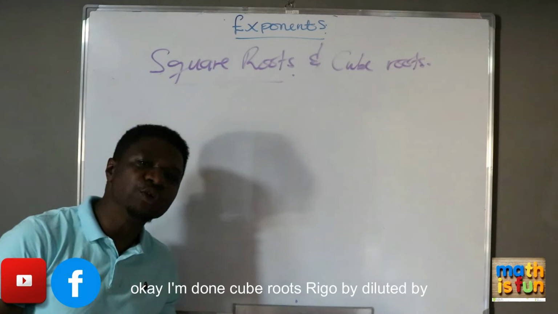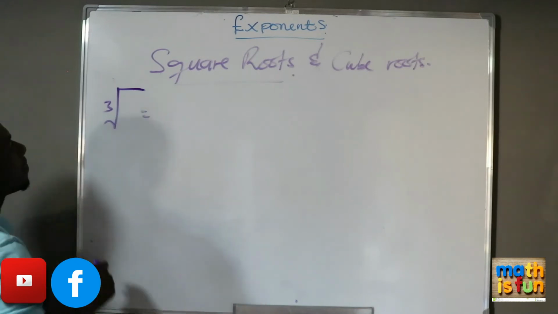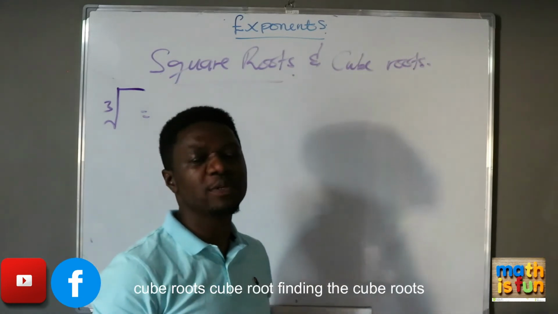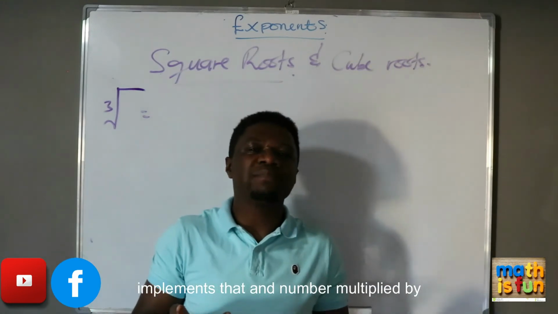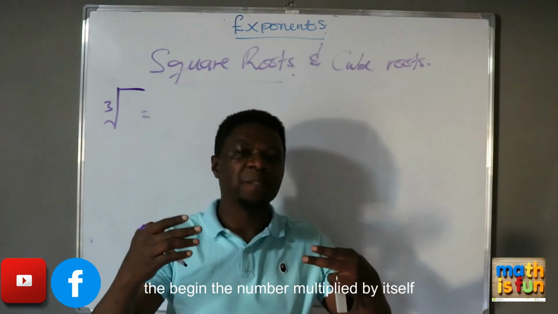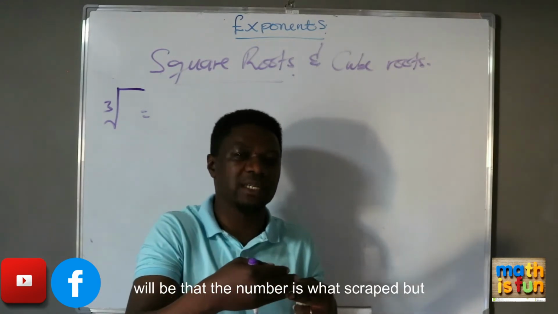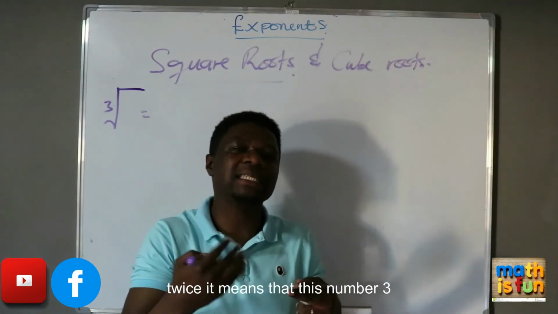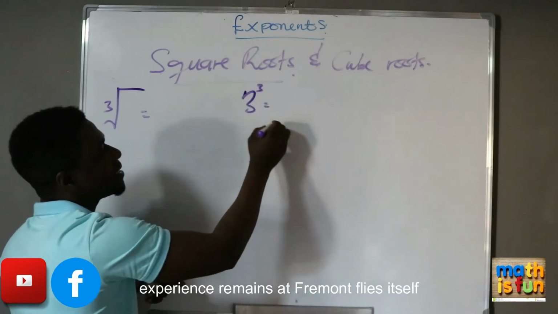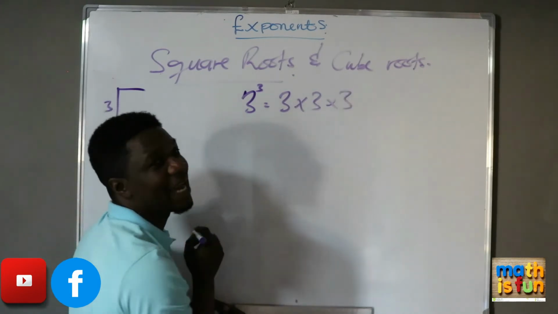Okay. Under cube roots, we go by, denoted by this particular cube roots. Finding the cube root simply means that a number multiplied itself twice. Remember, we explained it from the beginning. The number that multiplies itself will be what? Squared. But here, if the number multiplies itself twice, it means that in 3 exponent 3, 3 multiplies itself. Then, the second time.